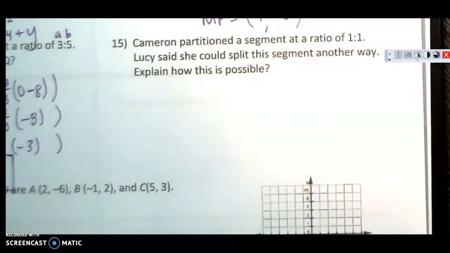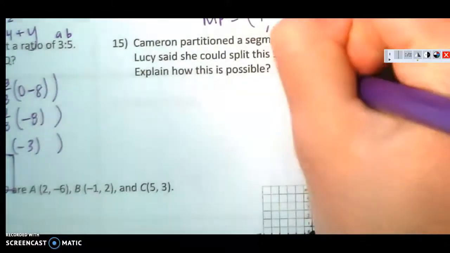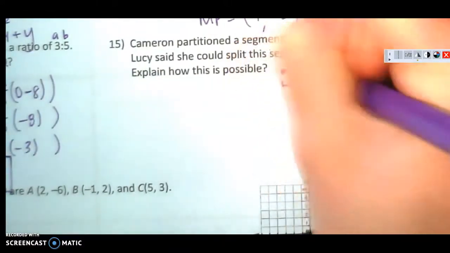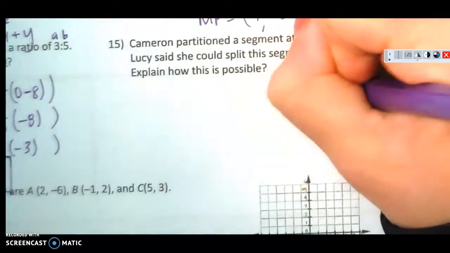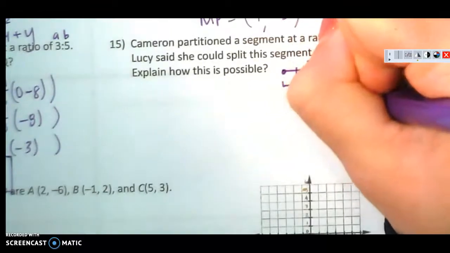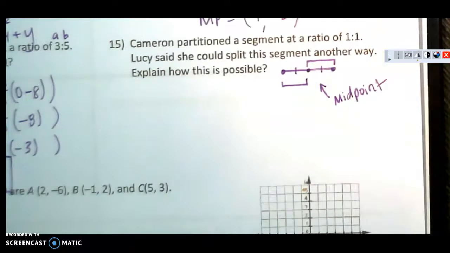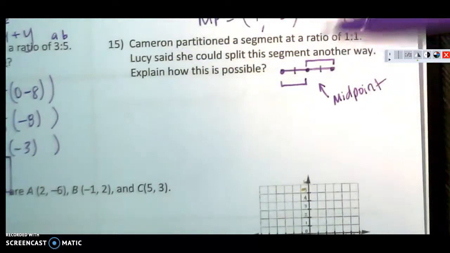Cameron partitioned a segment into a ratio of 1 part to 1 part, right? So that means if we were looking at this segment and we found the coordinate that partitioned it into 1 part to 1 part, 1 equal part to 1 equal part, that is essentially saying that we're looking for the midpoint of this segment if we're partitioning it into equal pieces. Okay, Lucy said she could split this segment another way, explain how this is possible.